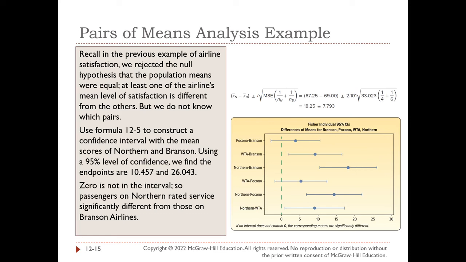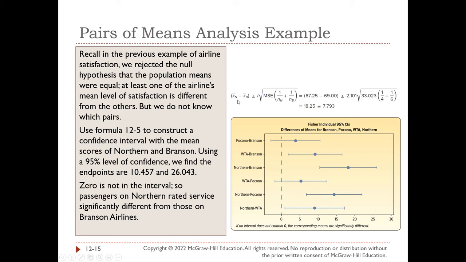I'm so sorry, guys. But they would go through each of these pairs. So we have 4 airlines, so we'll have to go through 1, 2, 3, 4, 5, 6 pairs. For each pair, we're going to figure out the numbers.